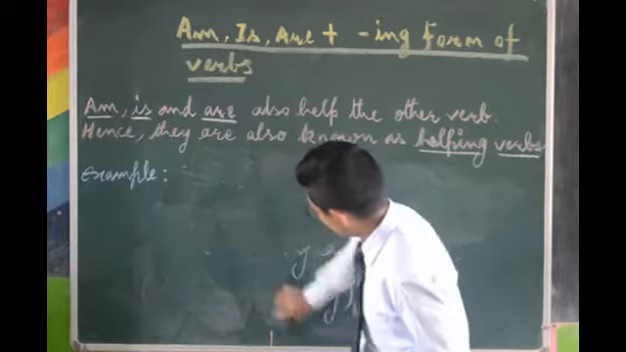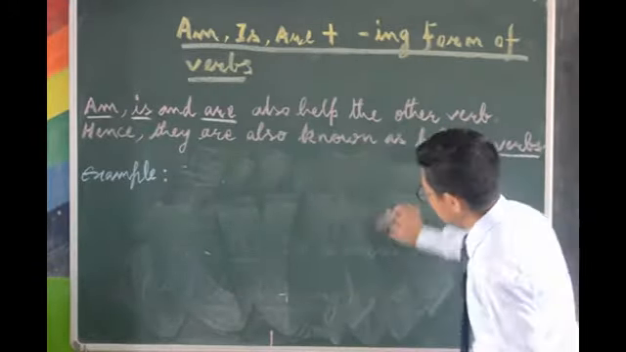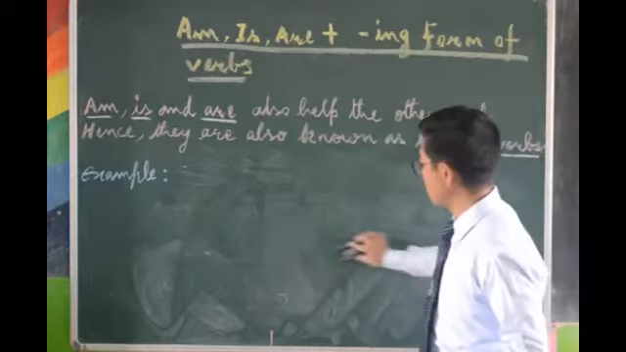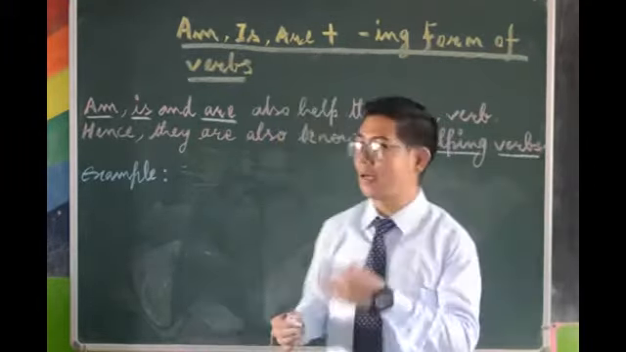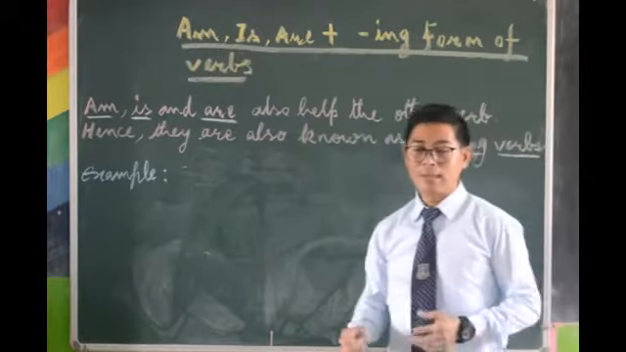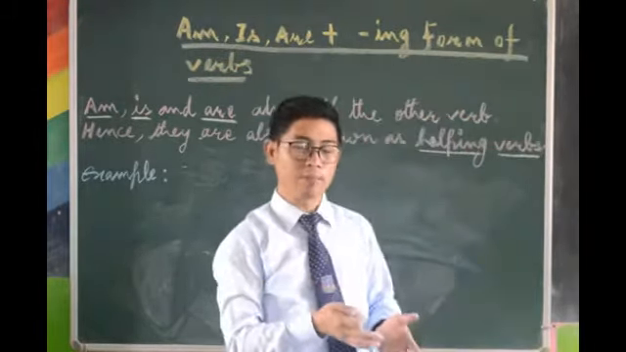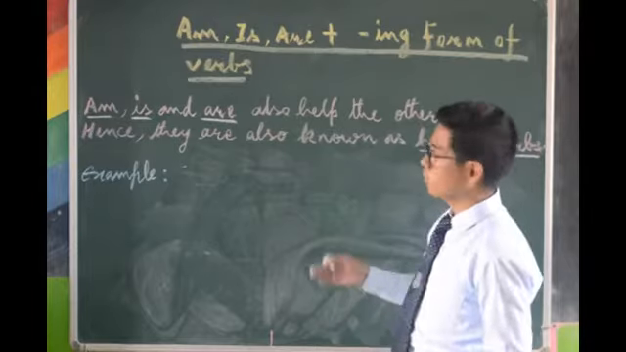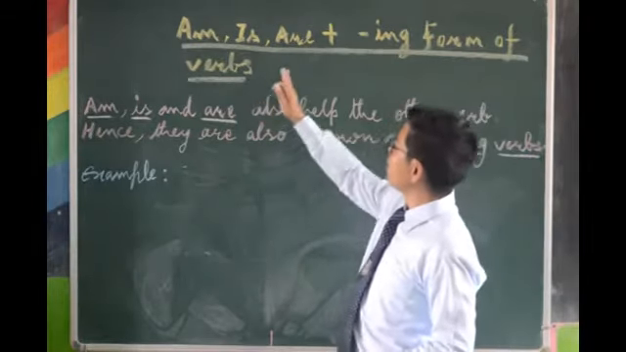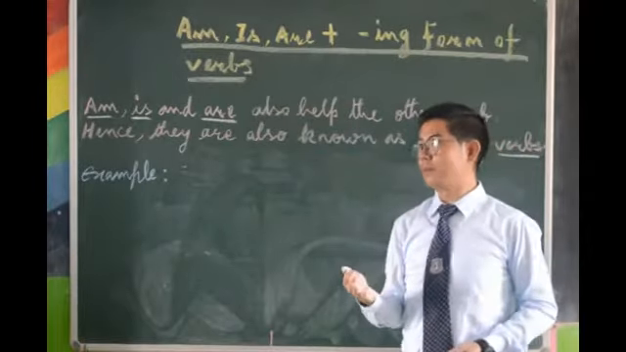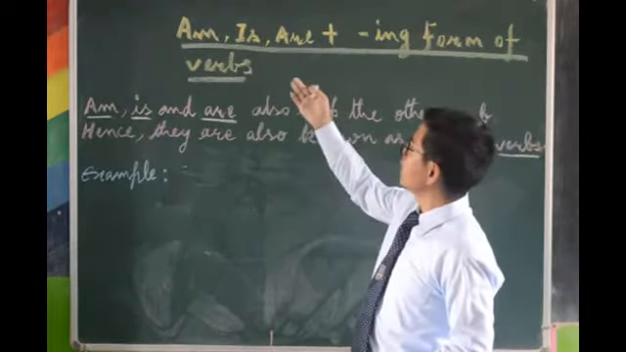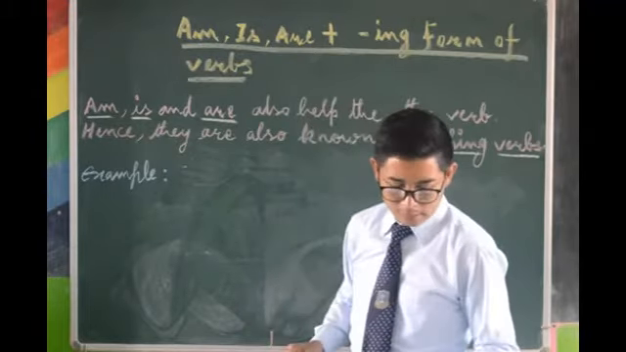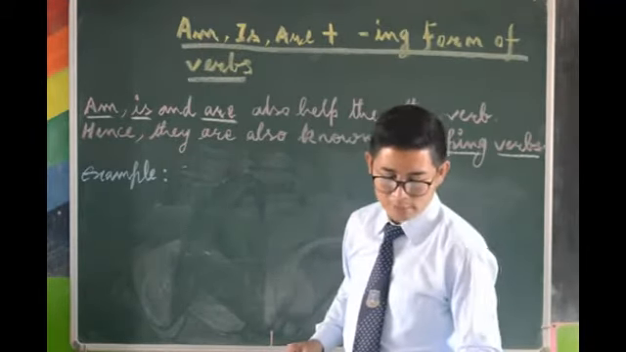Here it is only said that am, is, are are also known as helping verbs. But if you move on to higher classes, you'll learn that am, is, are are auxiliary verbs. Auxiliary means they help the other verb, which you are going to learn in the higher classes. For now you need to remember that am, is, are are being verbs, and also helping verbs.